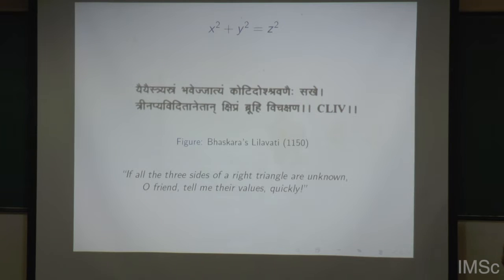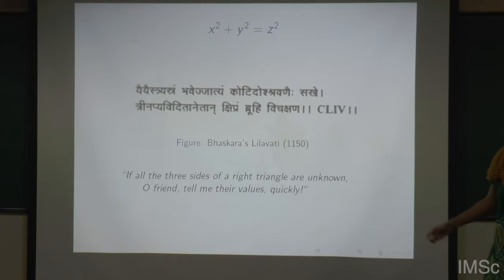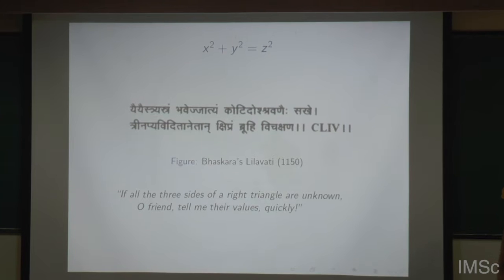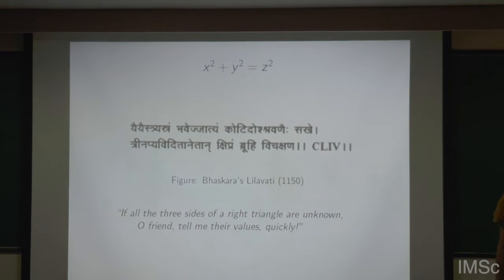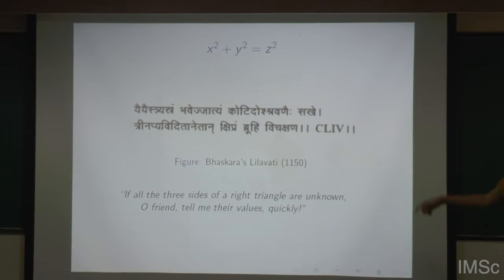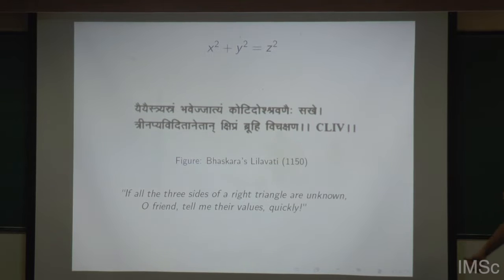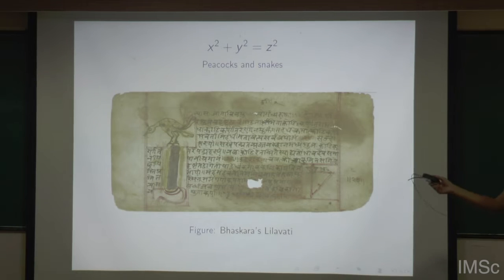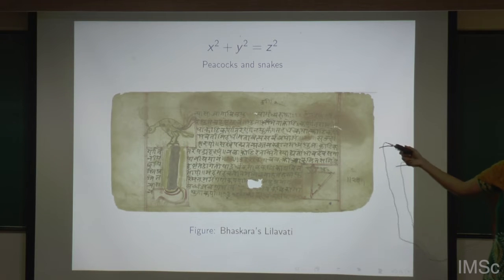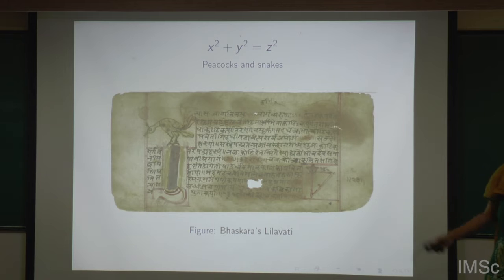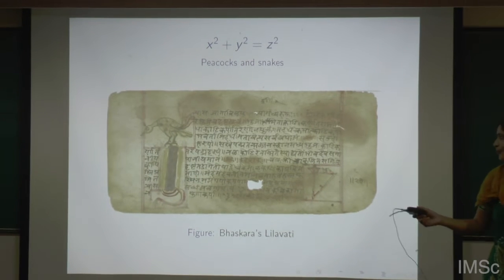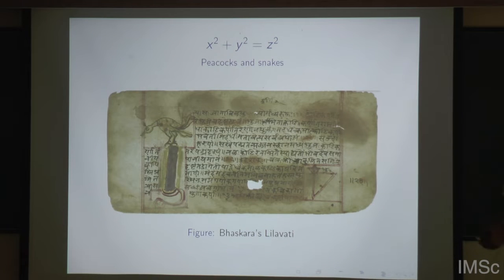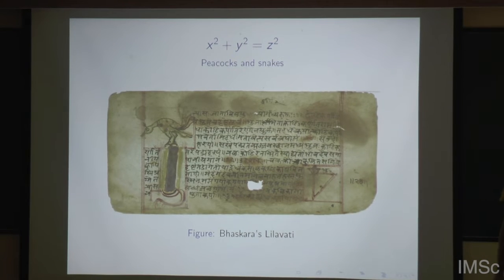Then you move on. Maybe if you go to Bhaskara's Leelavati, and he tells his friend, if all three sides of a right triangle are unknown, can you tell me the values quickly? He actually gives a parameterization for creating Pythagorean triplets here. But anyway, you're trying to find solutions to x squared plus y squared equals z squared. And there's a more poetic description where you have a peacock trying to eat a snake. That's how the Pythagorean triplets come into the picture. Or there's also a lotus in a pond, and you're trying to measure the depth of the pond and things like that. But at the end of the day, you're trying to find solutions to x squared plus y squared equals z squared.